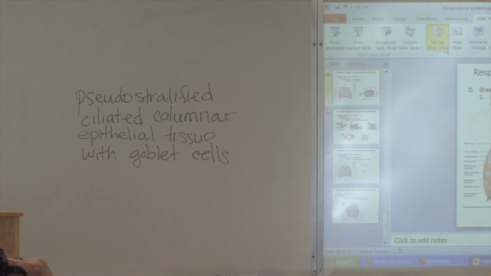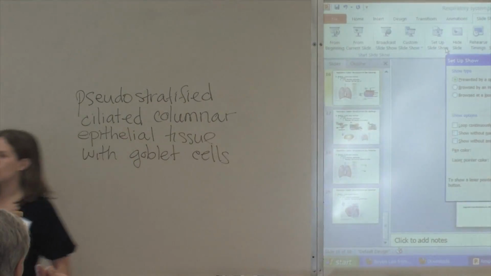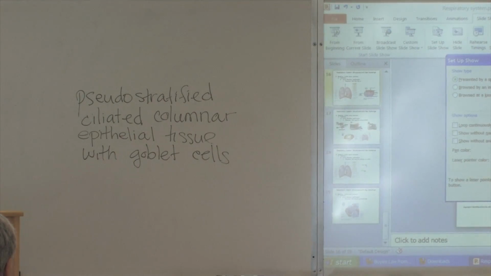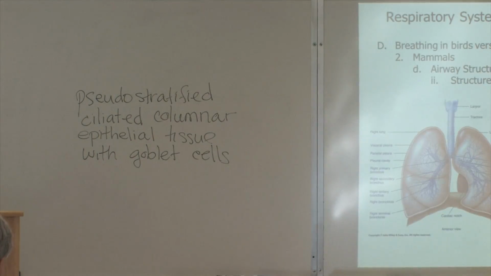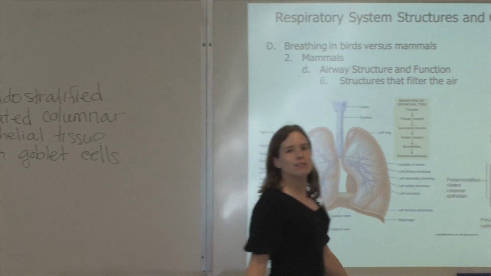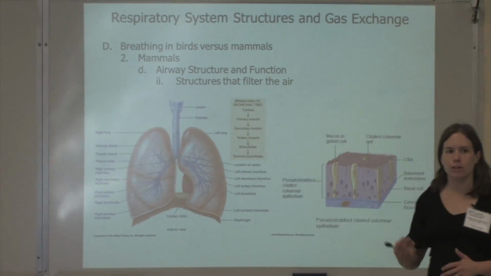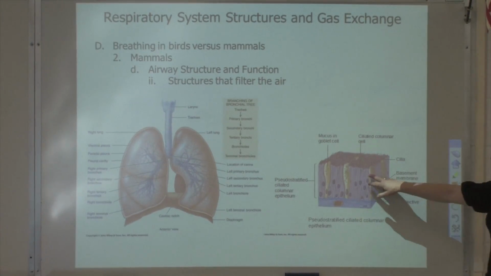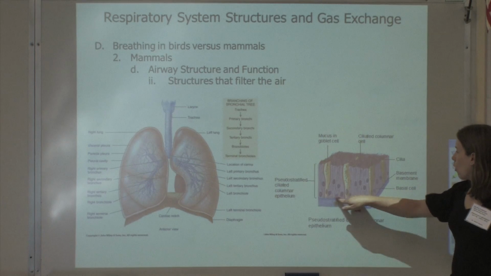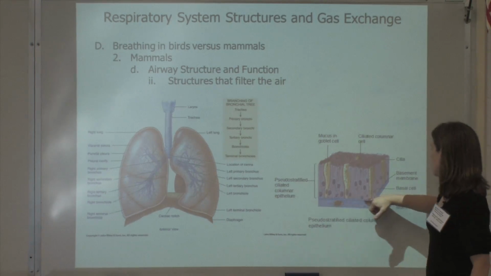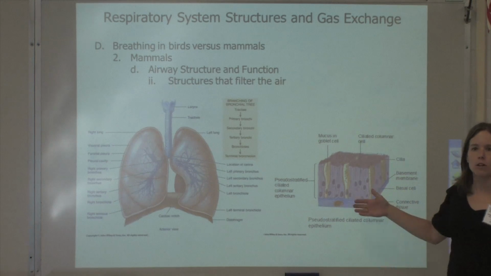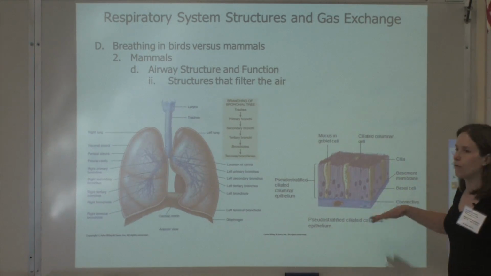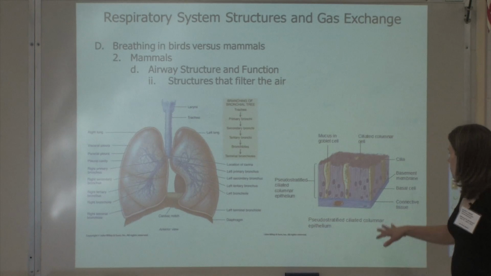Now, if you look at the picture, the name makes some sense as far as naming epithelial tissues go. The cells all touch the basement membrane, but they look like they're in different layers. So instead of being stratified, it's pseudostratified. Okay?